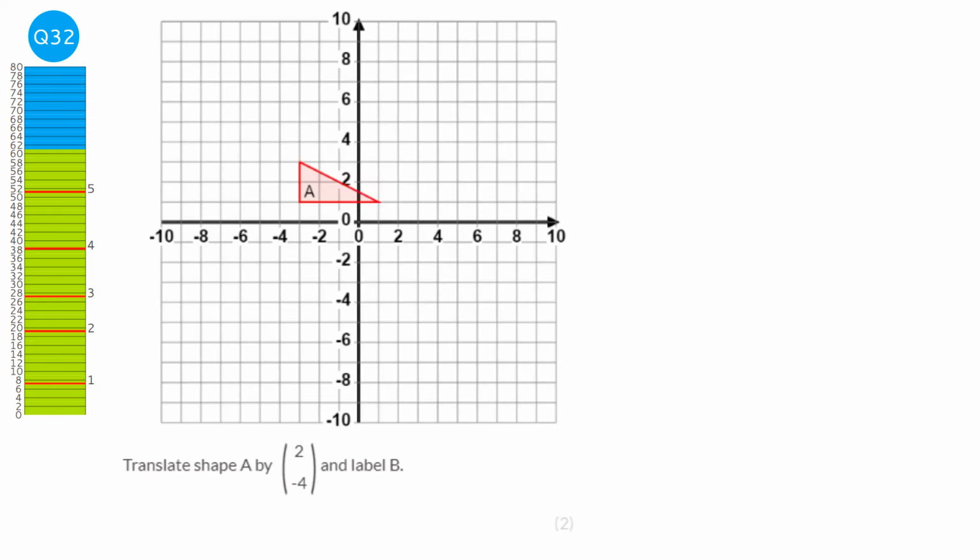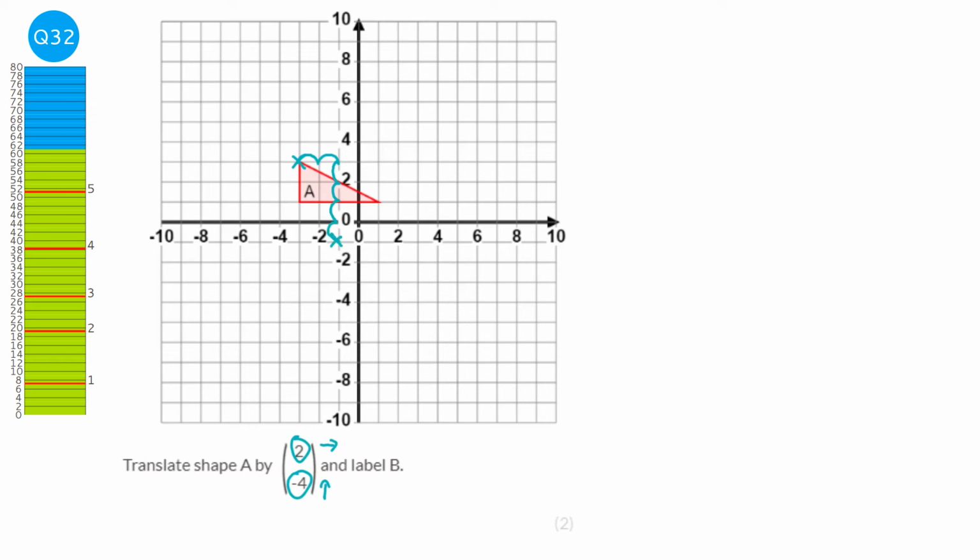When translating, we translate with vectors, and the top number in a vector tells us how far right, and the bottom number tells us how far up we go. To translate a shape, you always pick a point. I always pick the top leftmost point, so I'm going to pick this one. Looking at the vector, it says we're going to go 2 to the right. So we do 2 jumps to the right, 1, 2. Looking at the bottom, because it's minus 4, instead of going up 4, we're going to go down 4. So it would be 1, 2, 3, 4. So our new coordinate for the top will be here.